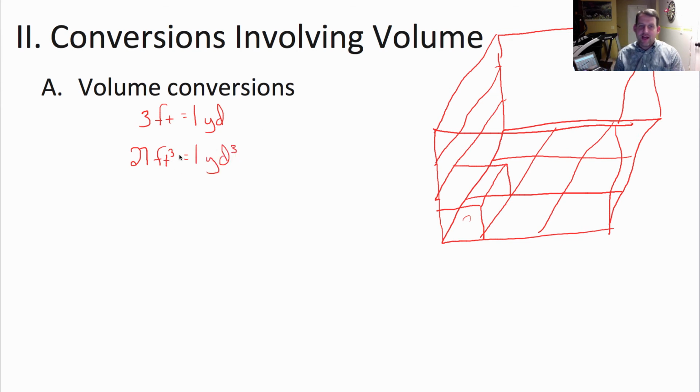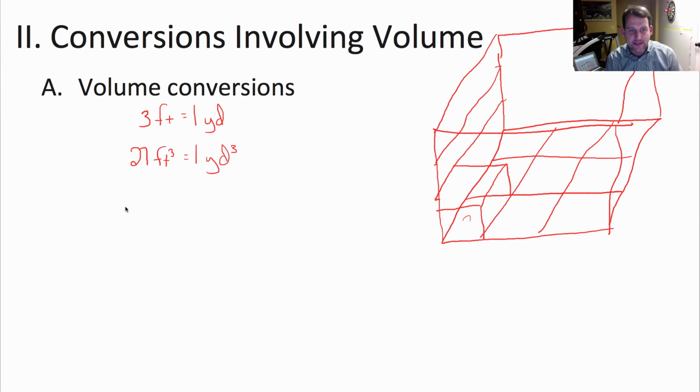Now, just like squared, here's something that's really cool. If we take 3 feet equals 1 yard and we cube these numbers and units, we get this. So 3 feet cubed, 3 cubed is 3 times 3, which is 9, times 3 is 27. 27 feet cubed is 1 cubed, 1 times 1 times 1 is equal to 1 yard cubed.